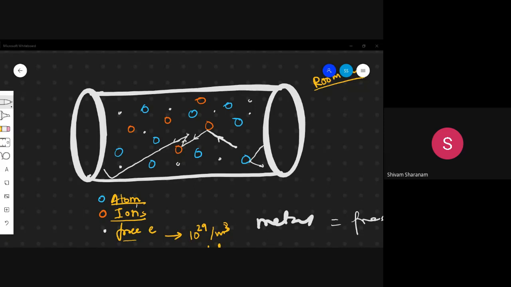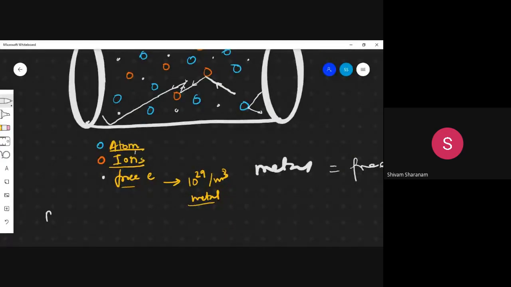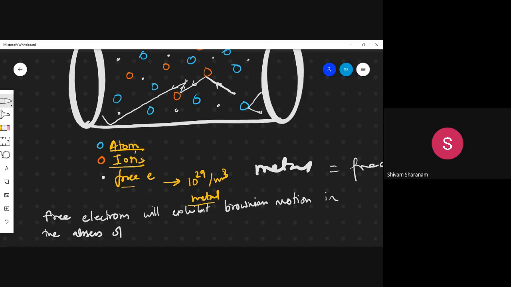And which kind of motion will they exhibit? Random. Brownian motion. Okay, so the free electrons will exhibit Brownian motion in the absence of electric field or potential difference.